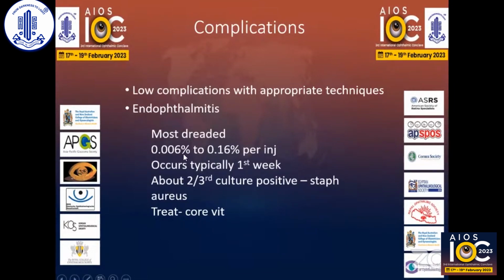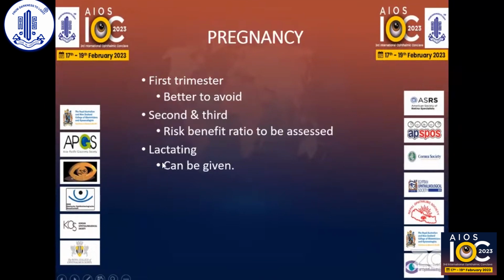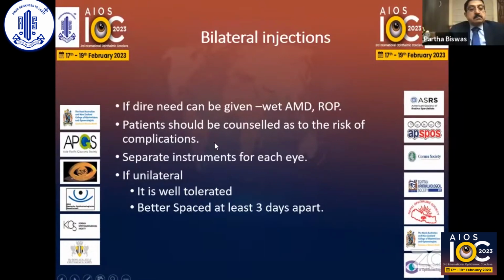Endophthalmitis is the graded one. And there are special situations. If there is recent CVD, it is recommended to wait for 12 weeks. Periocular infection should be treated before giving injection, and glaucoma is not a contraindication. If there is pregnancy, we have to avoid it, better in the first trimester. In the second and third trimester, the risk-benefit ratio should be assessed, and in a lactating mother intravitreal Avastin or other anti-VEGF can be given. Bilateral injections can be given if there is a need.